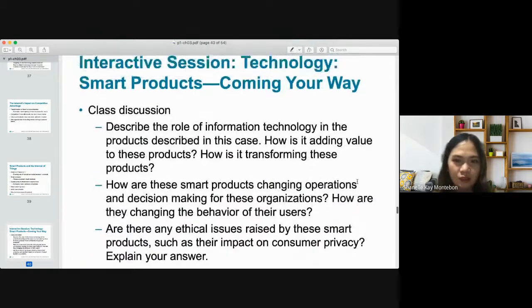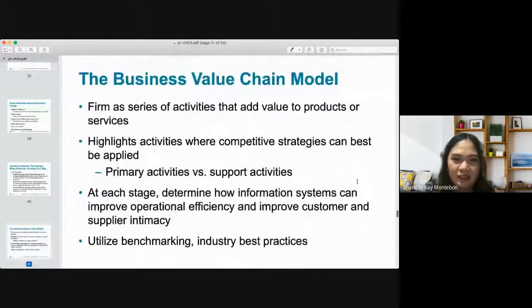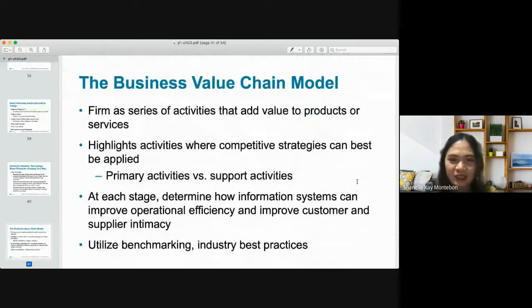So again, this will not also be discussed because I don't know what's the reference for this. And we'll just proceed with the business value chain model. So the difference between the Porter's competitive forces model and the business value chain model is that Porter's competitive forces model focuses on the 5 competitive forces and the 4 generic strategies on how to deal with these competitive forces. But it doesn't really tell us how to do it.